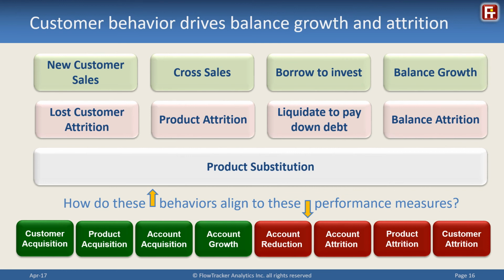So our new framework should be based on customer behavior, because that's what's going to drive balanced growth and attrition. We still want to understand new customer sales and lost customer attrition. That's never going to go away. But we should also be able to understand cross-selling, product attrition, whether customers are borrowing to invest, if they're liquidating to pay down debt, and how much is coming from balanced growth and balanced attrition, as opposed to product substitution, where people are moving money from one pocket to another within the bank. The question is, how do these behaviors align up with the traditional performance measurements?